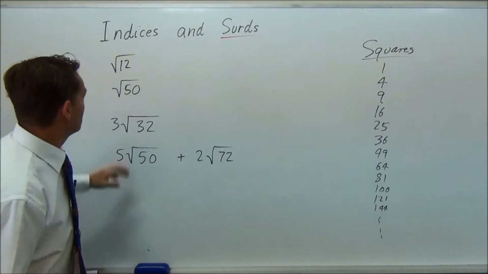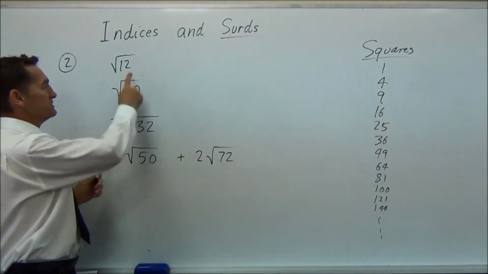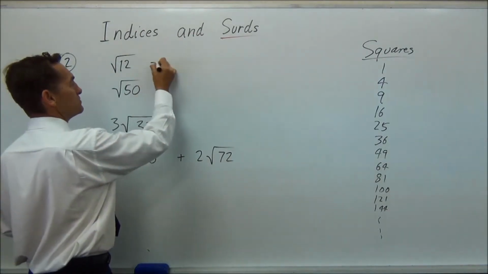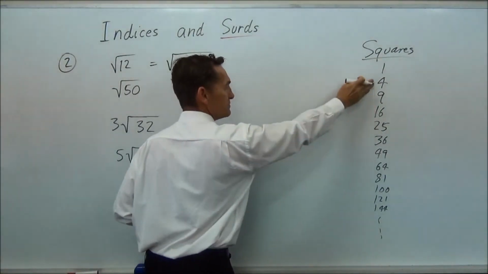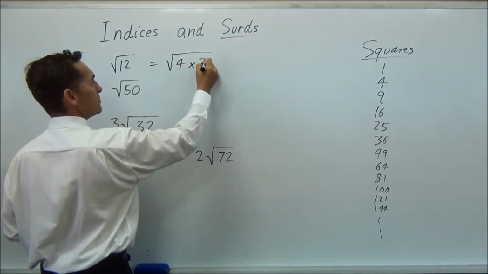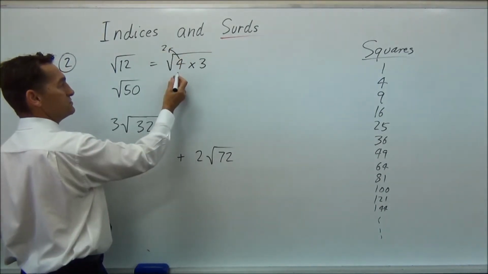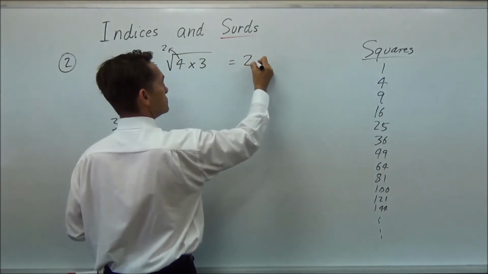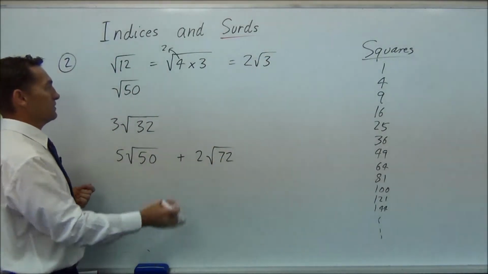Okay, back again. Just got a few more on part 2. So let's simplify these two. So we've got 12. Well, that's pretty easy. Square root, what's the biggest number here? You don't get too far and you realise it's 4. 4 multiplied by 3. Now we know the square root of 4 can come out, and that's a 2. So that's going to equal 2 root 3. And that should be pretty straightforward.